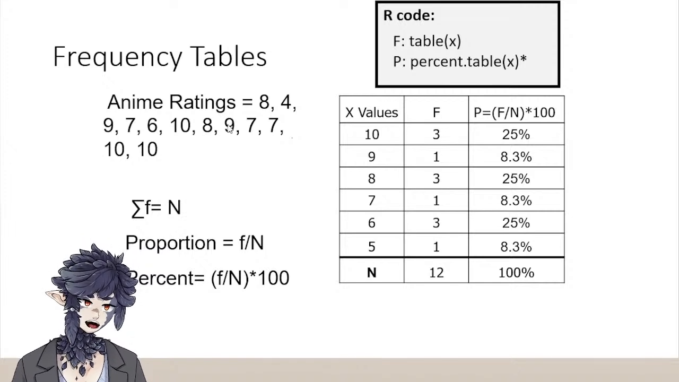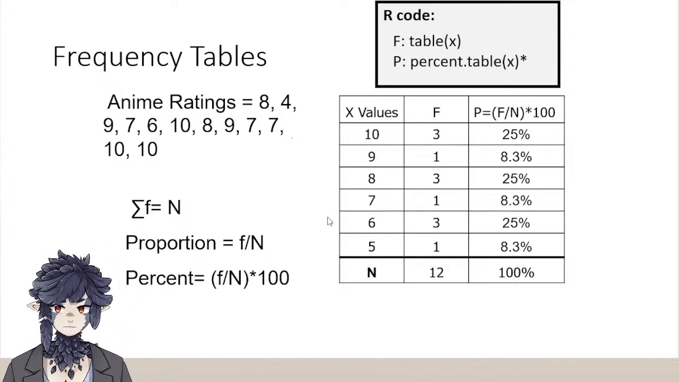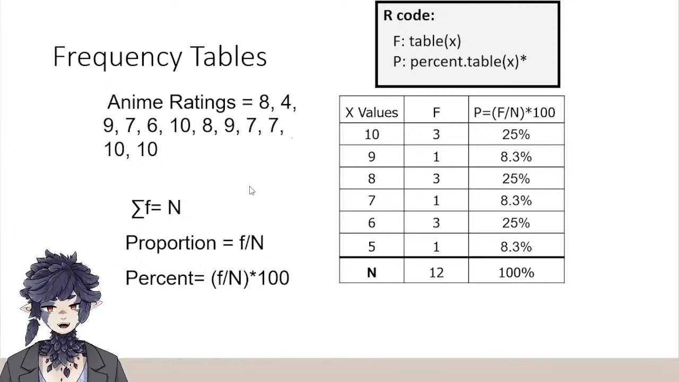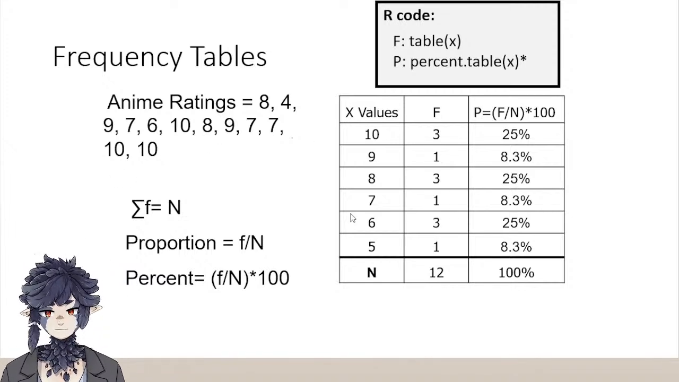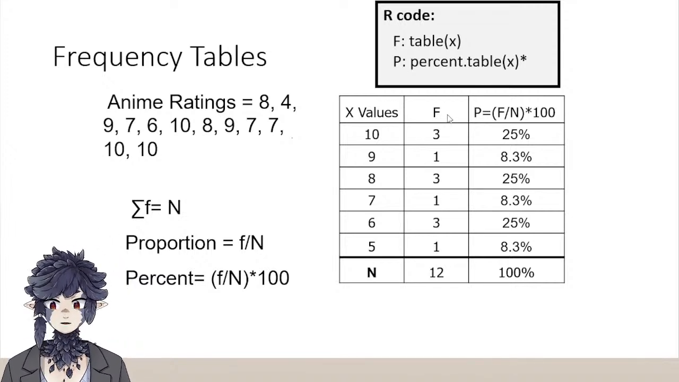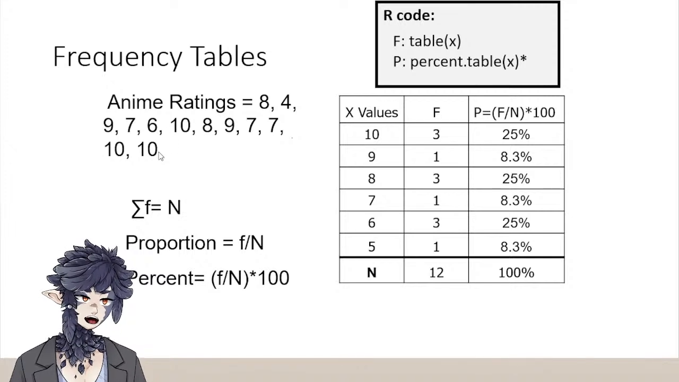Some were rated 9s, so that's a value. Some were rated 8, that's a value, and so on. And I guess theoretically this could go all the way to 1, but no anime in this data set were rated below 5. This column here, the F stands for frequency. It's counting how many anime got that rating.